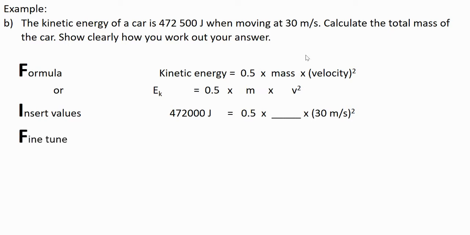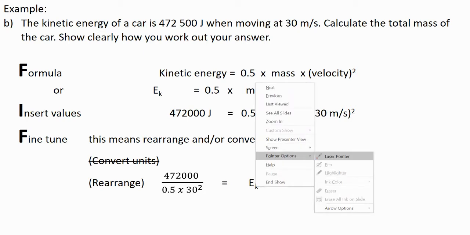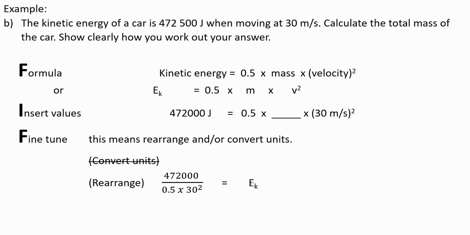Now it's super easy to fine tune. So do we need to convert any units? The answer is no, because it's already in joules, it's already in meters per second, but we do need to rearrange. So now you have the numbers in, it's really easy to rearrange. We obviously need to get the mass on its own. There is actually one slight mistake on the screen. This shouldn't say kinetic energy, this should say mass. All right, so we have the kinetic energy, we're going to divide by that half, we're going to divide by the velocity squared, and then we can write in our answer, which is 1,050 kilograms.